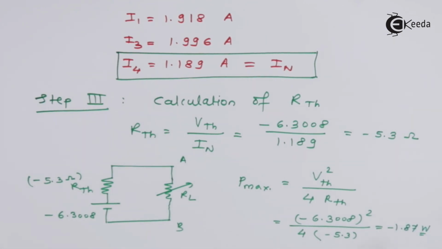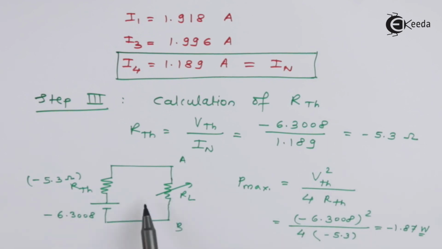watts. So the maximum power transferred is minus 1.87 watts, which is the required answer. It is negative because the VTH that we got is negative, and because of that the RTH also came out negative. So this is the power which can be transferred maximally when we apply the maximum power transfer theorem. So this is all about this problem, and that is the end of this problem because this is what was required.